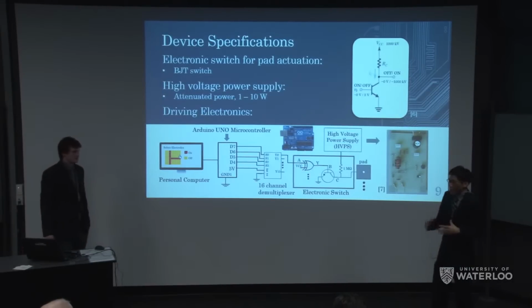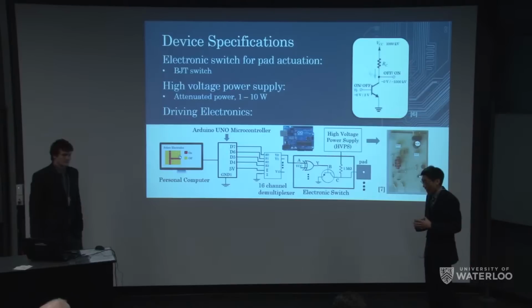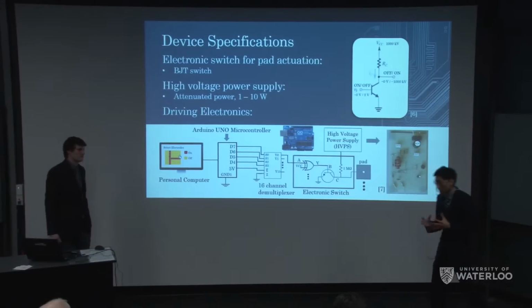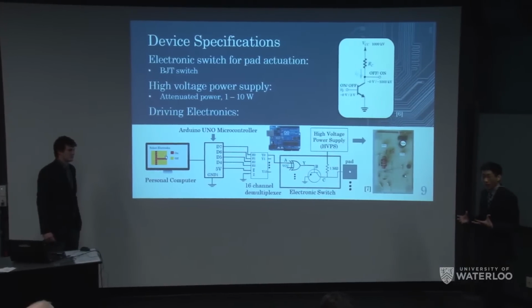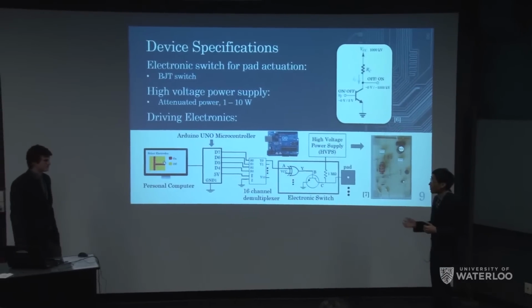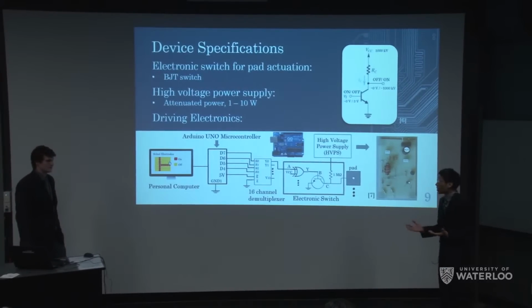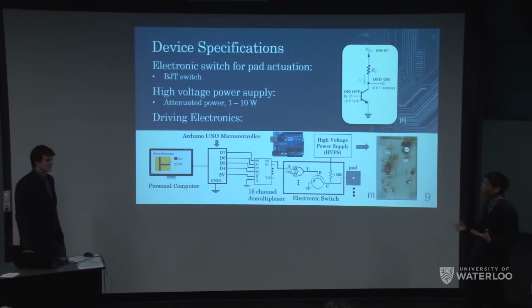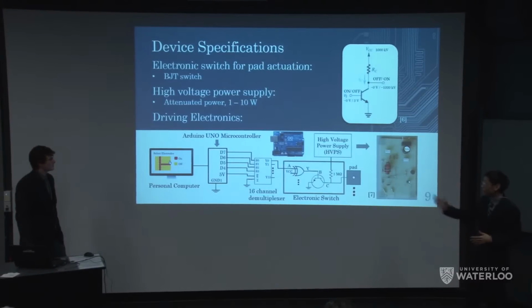And another challenge that came with this design is that we needed a high voltage power supply. Initially, it was a bit hard to acquire, so we decided to make our own. For a price of around $30, we were able to get a high voltage power supply that took in about 12 volts DC, and then we can get within the range of hundreds of volts, from 100 to 1,000 volts, which was what we needed for the actuation. And the power was around 1 to 10 watts, right?